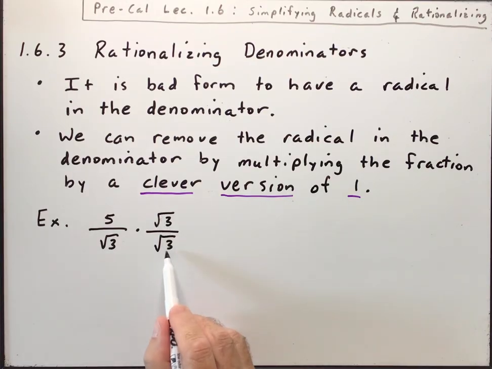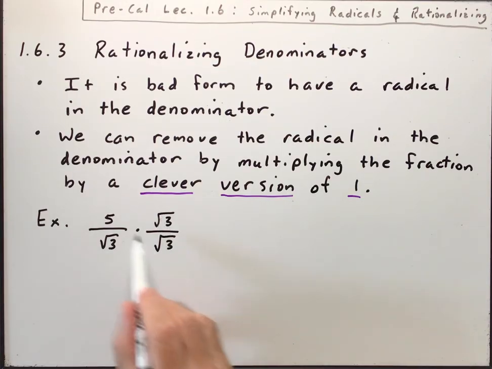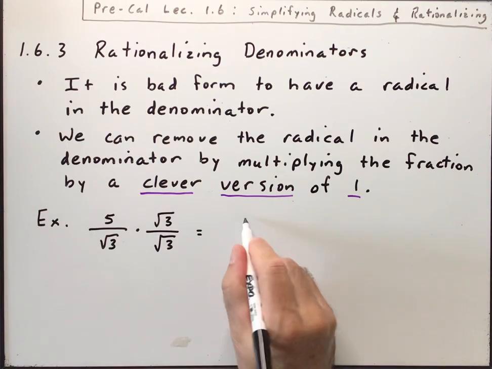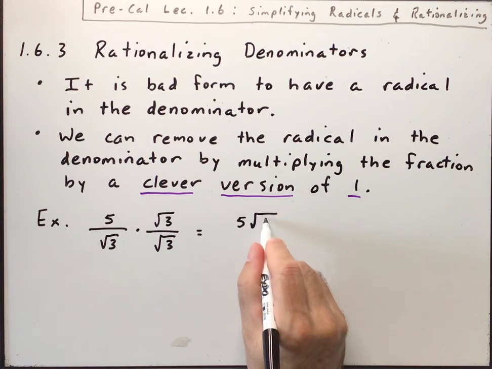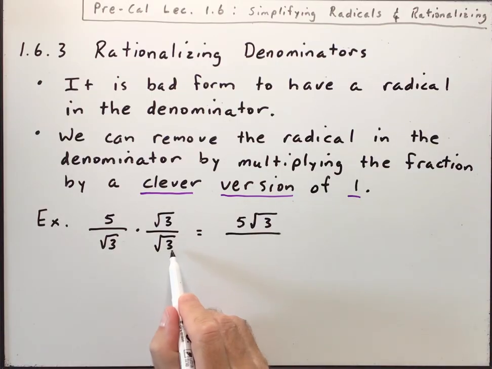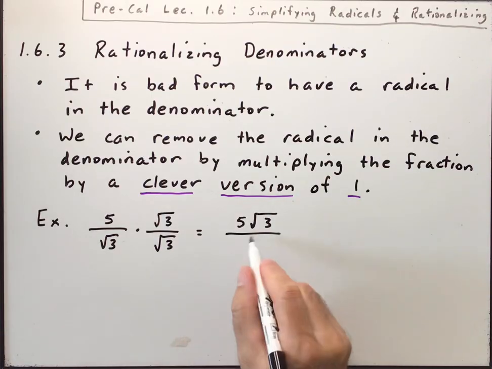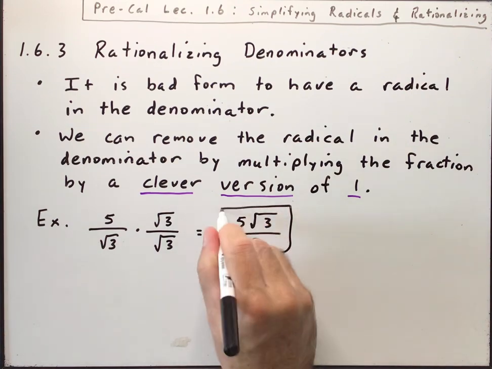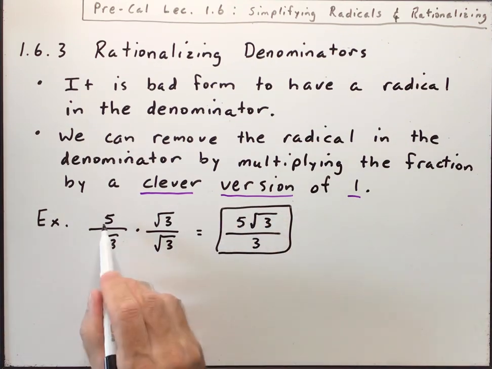Okay, root 3 over root 3, that's just 1. So when you multiply it by 5 over root 3, it's going to give you the same answer, just you're going to get rid of the radical on the bottom. So this is going to be 5 times root 3, and root 3 times root 3, the radical lifts, and you just have 3. Okay, so that is the rationalized version of 5 over root 3.